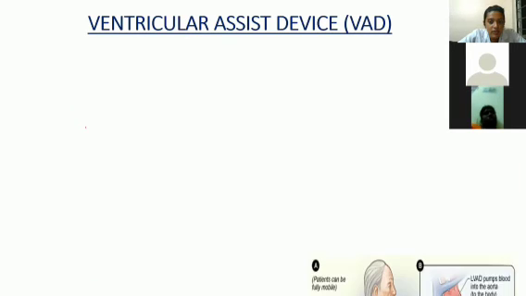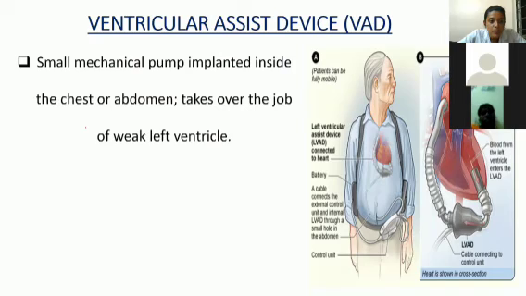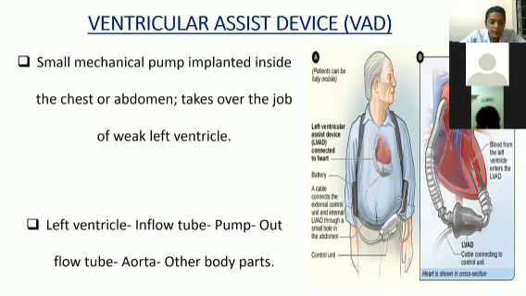So ventricular assist device, this is also another method. A small mechanical pump implanted inside the chest or abdomen takes over the job of the weak left ventricle. In the image, you can see there is a pump placed inside the ventricle. The left ventricle is so weak, it cannot pump the blood adequately. So this machine, this ventricular assist device, will be assisting the ventricle to adequately pump out the blood. It will take over the job of the weak left ventricle.